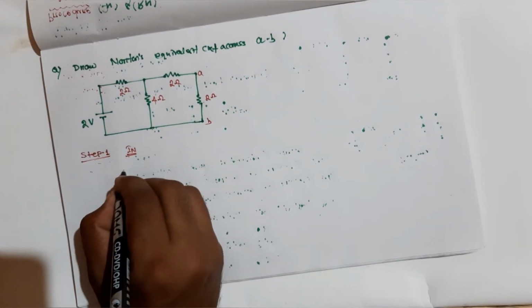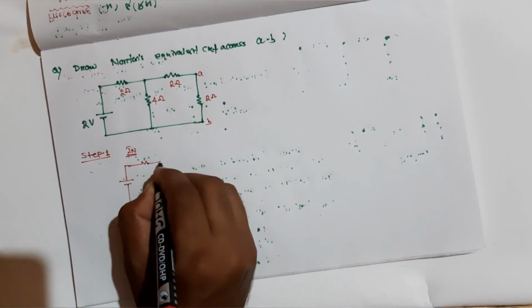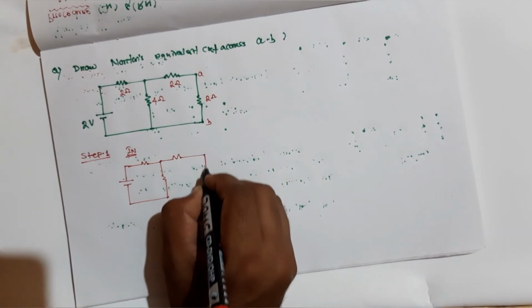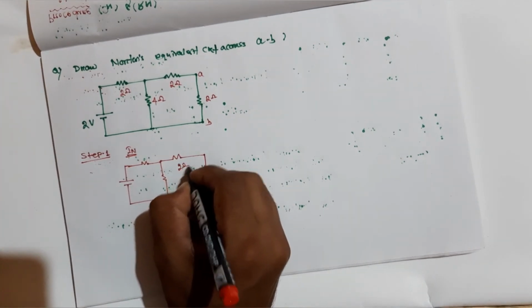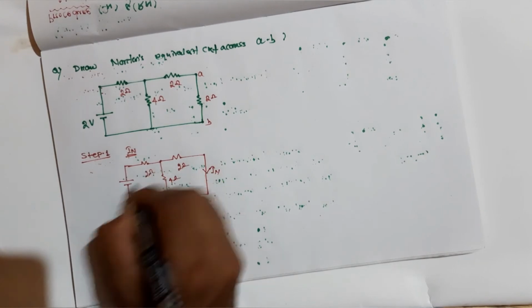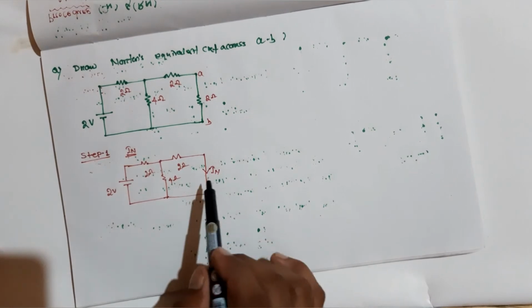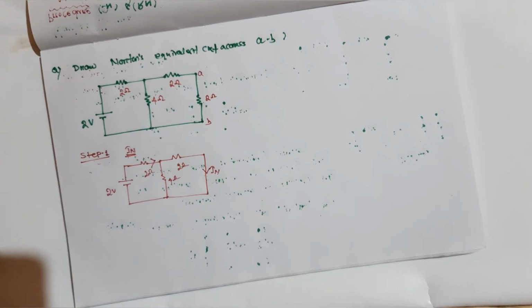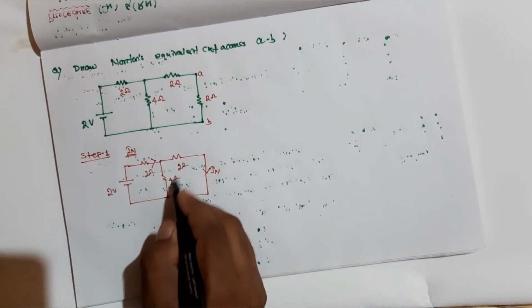So we redraw this network. This is 2 ohm, this is 4 ohm, and we short circuit AB and find this IN. This is 2 ohm, this is 4 ohm, this is 2 ohm, and this is 2 volt. You need to find this current. Before finding it, we need to find the total current, then we apply current division. For finding the total current, we need to find the total resistance.